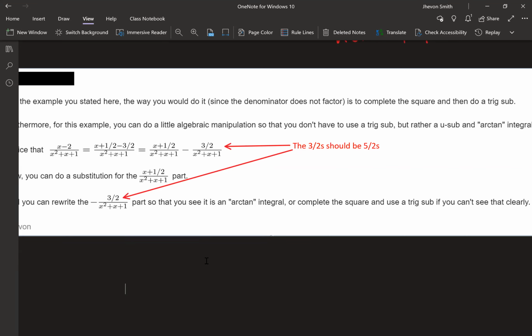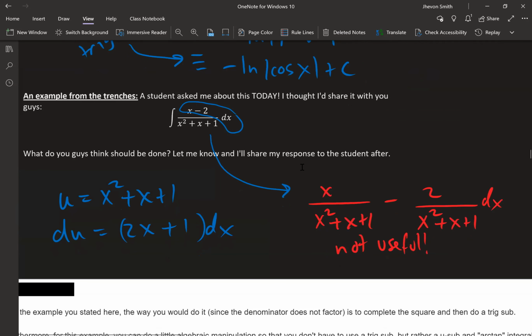So completing the square is something you would think about whenever you have some sort of rational function where the denominator does not factor, right? So remember, partial fractions comes into play when the denominator factors, and it's nice. Completing the square is something you might think about otherwise, assuming that a substitution is not going to work. However, in this situation, I want my substitution to work.